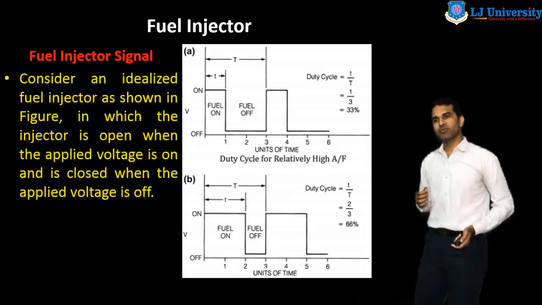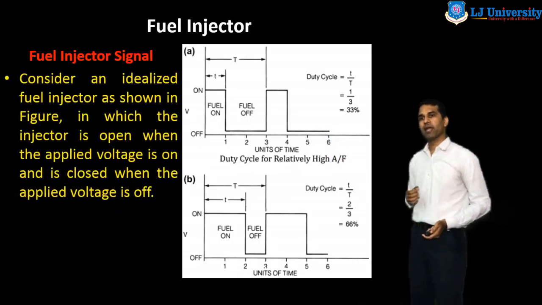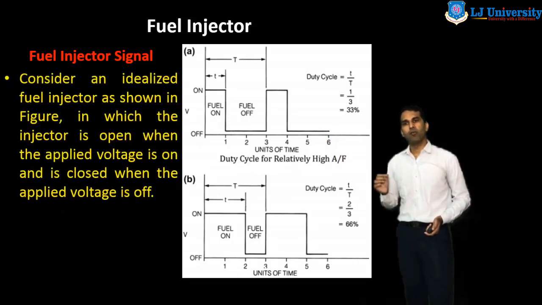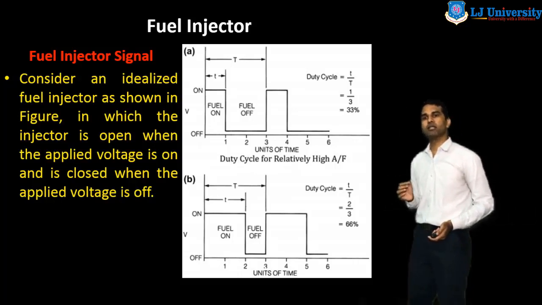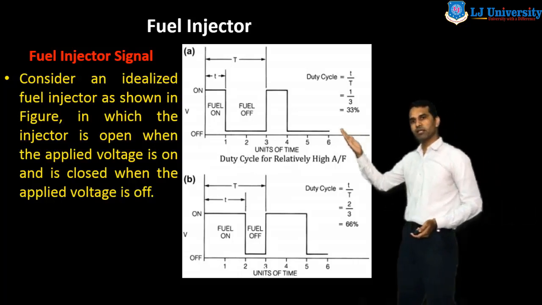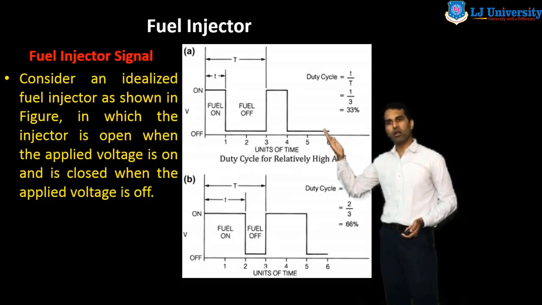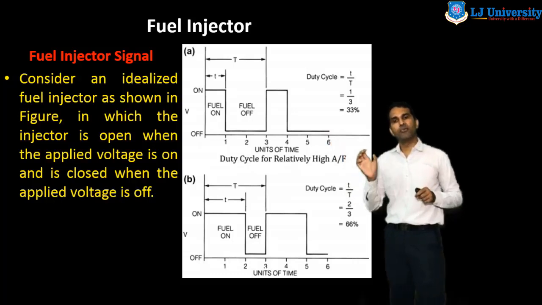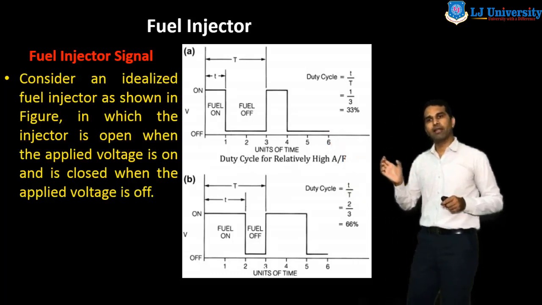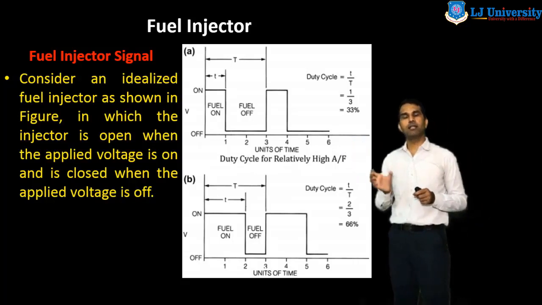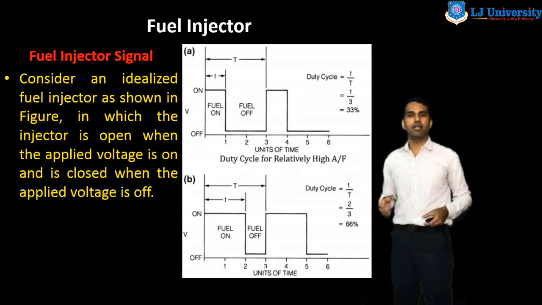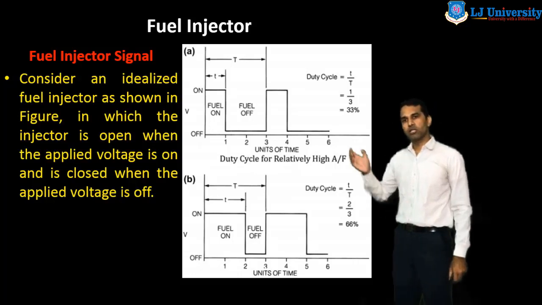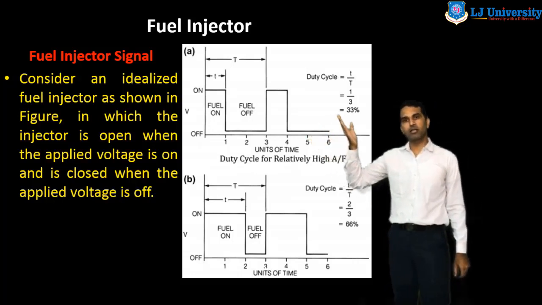Consider the idealized fuel injector as shown in the figure, in which the injector is open when the applied voltage is on and is closed when the applied voltage is off. In this figure, we can see fuel on. During that pulse duration, the fuel injector is on, and during the fuel off pulses, there is no voltage flow and no fuel is entering the engine. The duty cycle percentage here is 33.